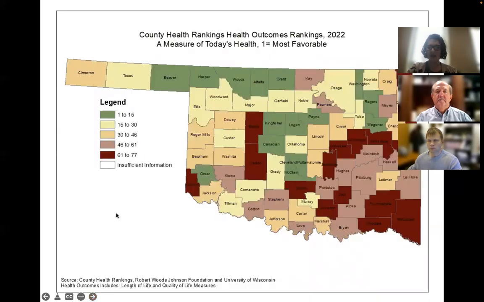This is health outcomes. So what does today's health look like of our residents? It's somewhat similar, but we do have some counties in Western Oklahoma, in particular Blaine and Caddo County, who are shaded a little bit less favorable.